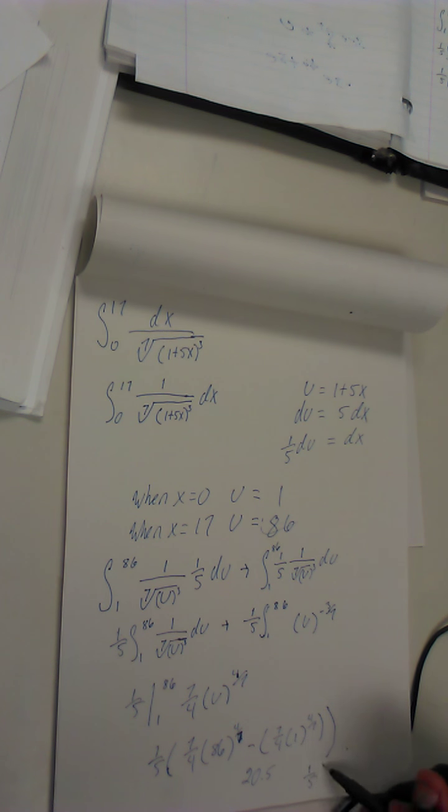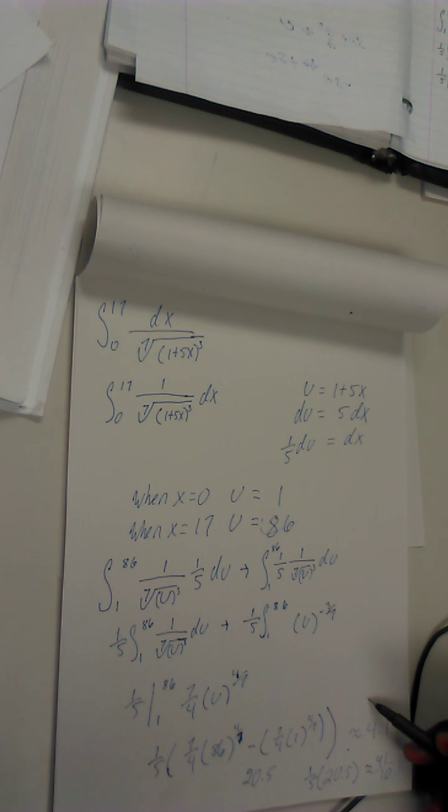And remember my 1/5 out there. And 1/5 times 20.5 is equal to what? 41/10, which is approximately 4.1. And this is your answer. You can also keep it in a fraction form if you want.